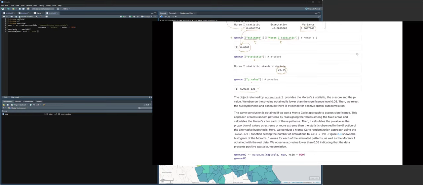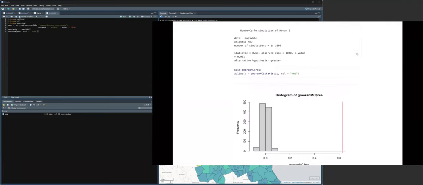Another thing we can do, which reaches the same conclusion, is use the Monte Carlo approach to assess the significance. That means it's a more iterative process to get converging values. Other than Moran's test, we can also use Moran's MC, a Monte Carlo approach, to get a more converged significance value. It also gives quite a similar value, like 0.63, and the p-value is very highly significant.